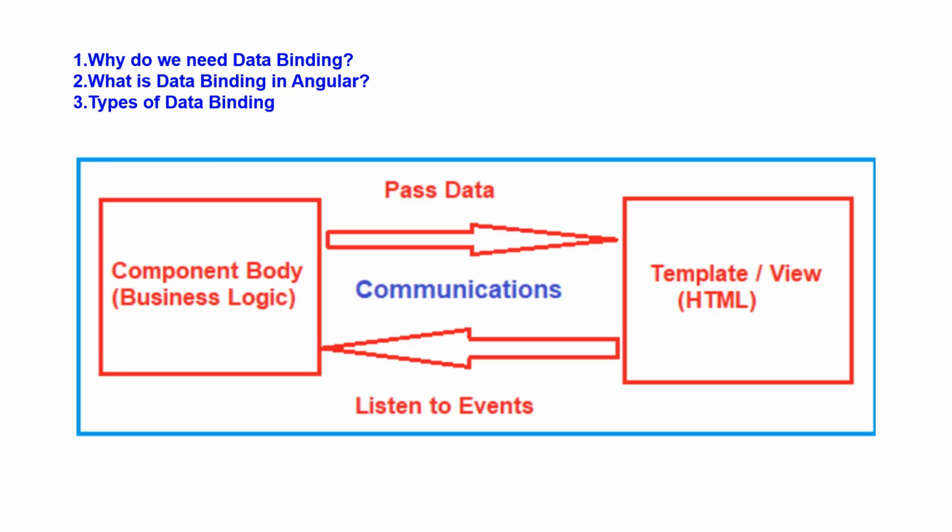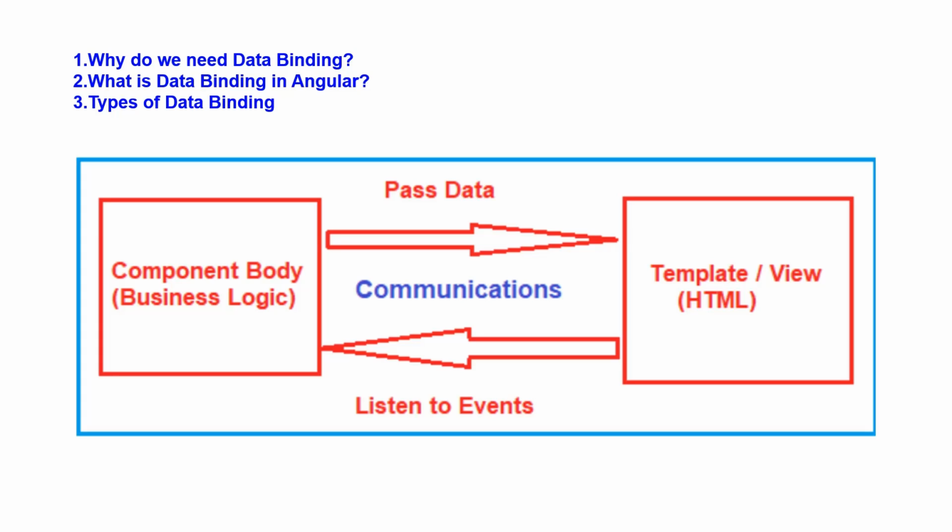It's a very important feature provided by the Angular framework. It allows communication between the components and their view, and we will discuss a few things: why we need data binding, what data binding is in Angular, and the types of data binding. Basically, whenever you make changes in a component, the change will reflect in the view. So it binds the data to the view.